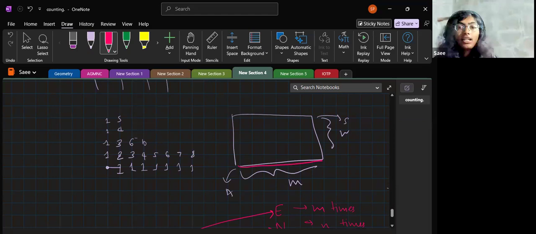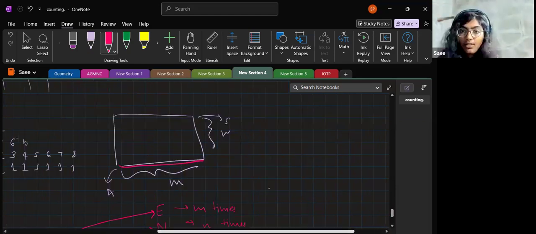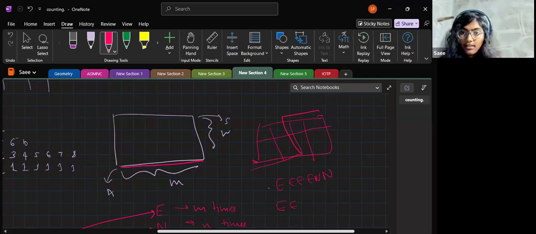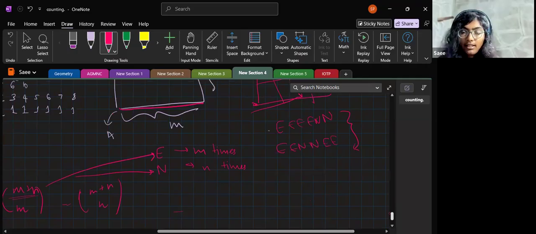Okay, so I'll just repeat once as to why it's m plus n choose m. Let's consider a smaller example. Let's say we have something like this. What is one path which leads Arnav to my place? You go east, east, east, east, and then north, north. Or you can go east, east, north, north, east, east. So if you list down all of these paths, they're going to look like the number of ways of arranging six letters, out of which four are easts and two are norths.